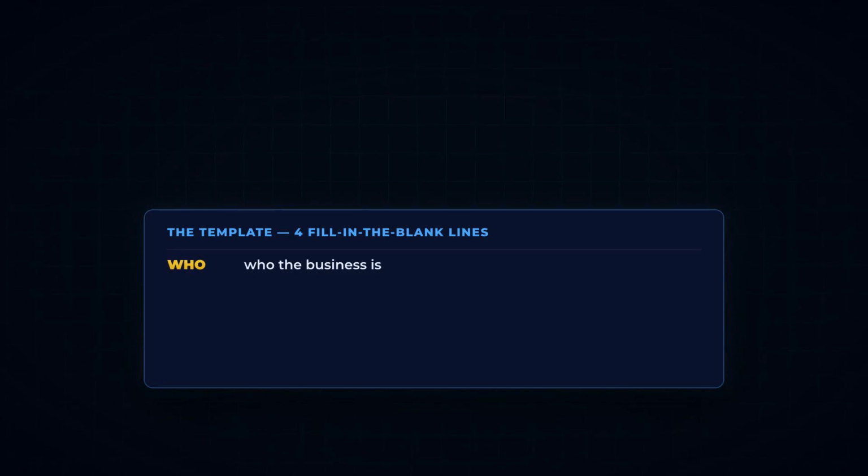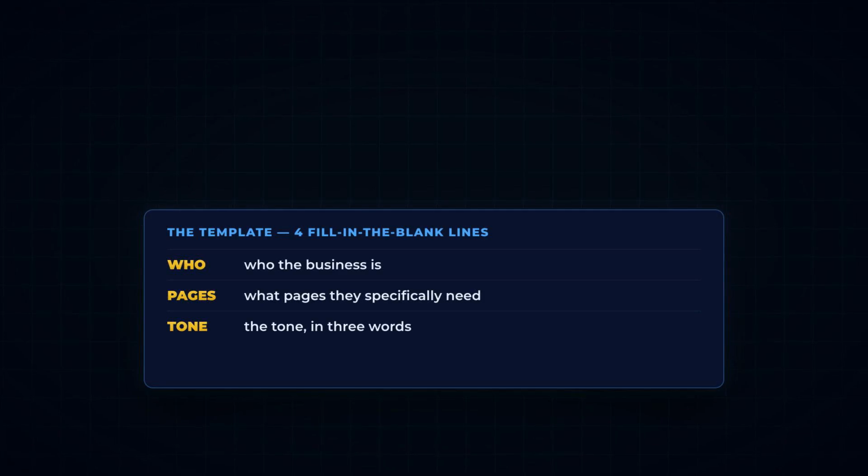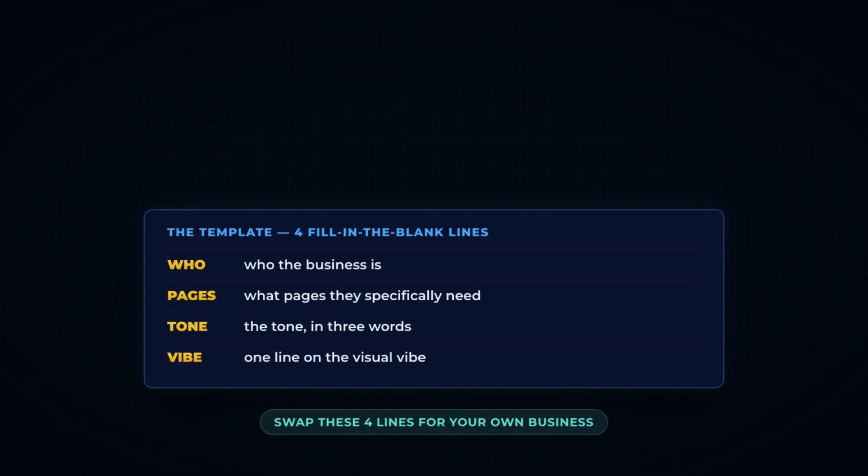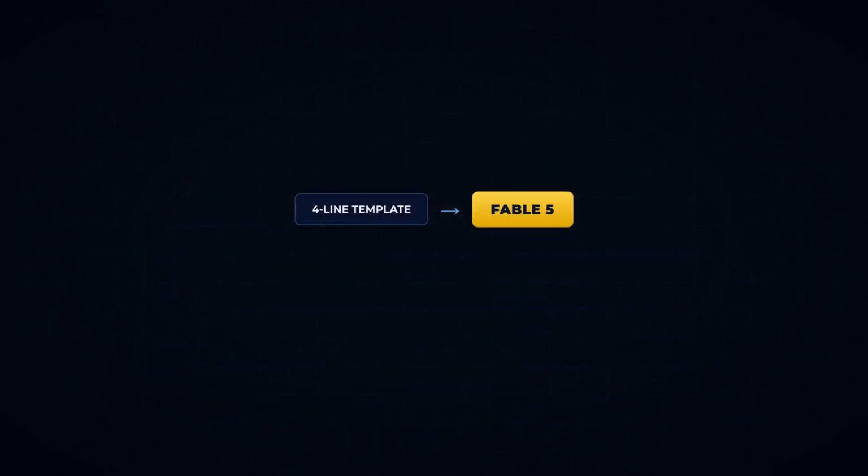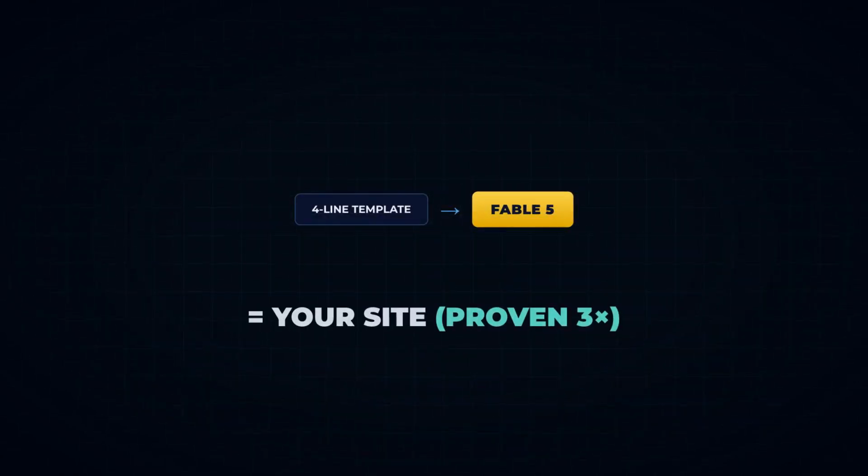Who the business is, what pages they specifically need, the tone in 3 words, and 1 line describing the visual vibe you're going for. Swap those 4 lines out for your own business or a client's business if you're doing this as a service. Paste the whole thing into Fable 5, and you're looking at your own version of exactly what you just watched me build 3 times.